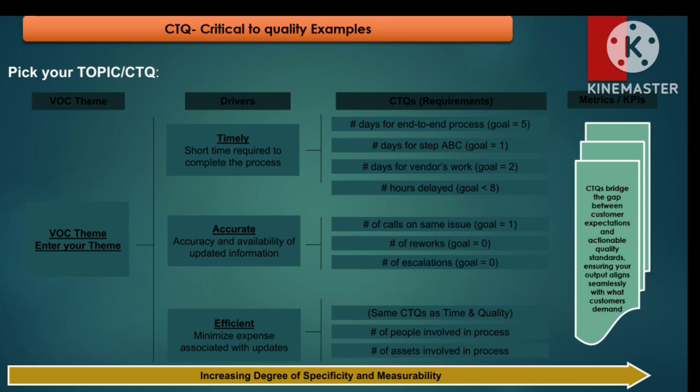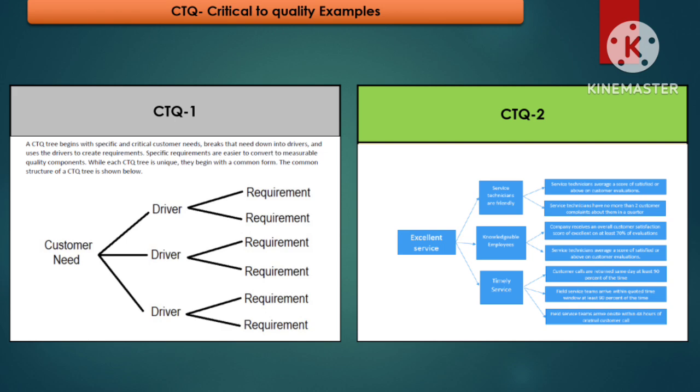You can pick any product, any services, and you can do your own CTQ on VOC, so that it gives you better clarity, what we talked about. You try to put down those as the customer need and drivers, and then the requirement of those drivers. This is all about the CTQ, critical to quality.